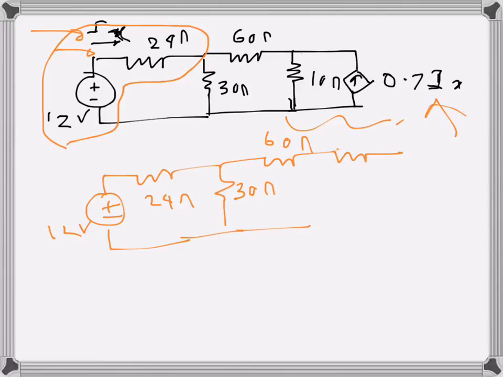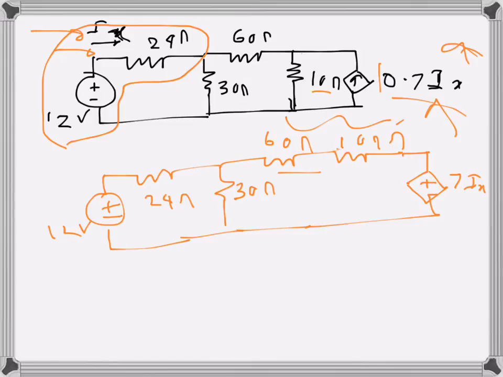So the series resistance will be the same, 10 ohms, and the voltage source, of course a dependent voltage source, the value will be, the polarity is like that because current is in this direction upwards. The value will be 10 times 0.7 Ix, so that will be 7 Ix. So that's the value of the voltage source.